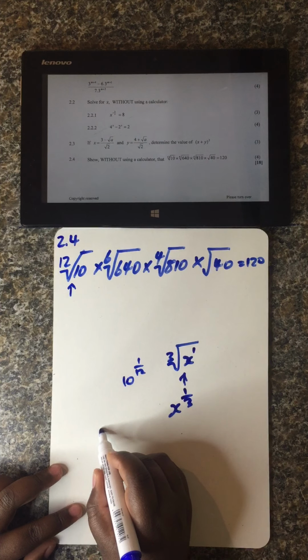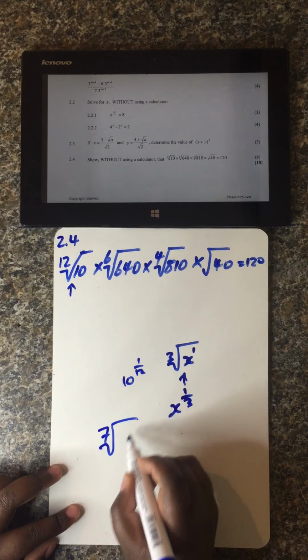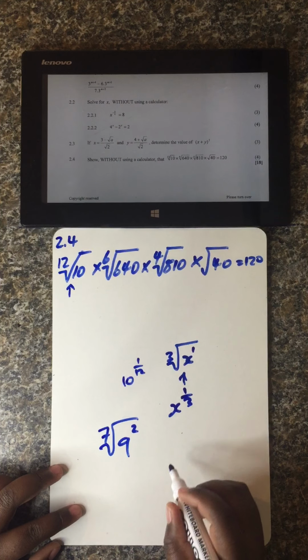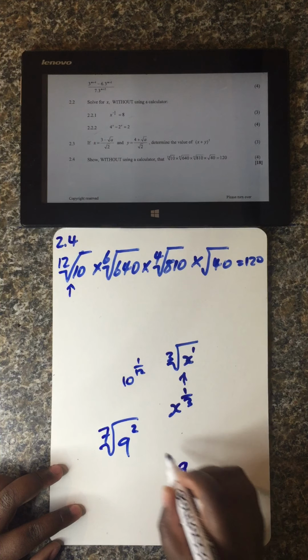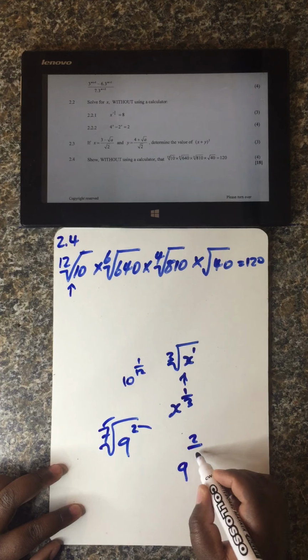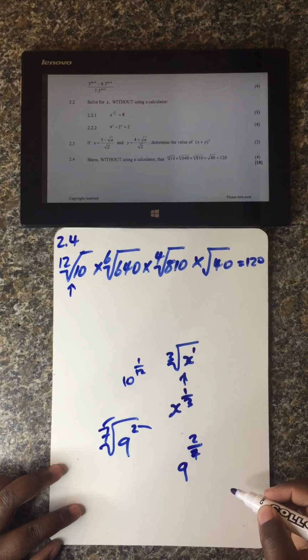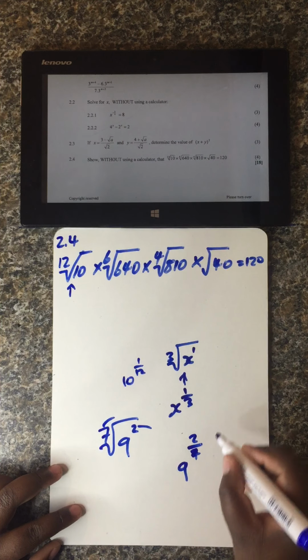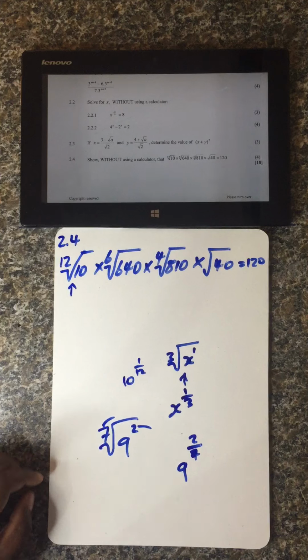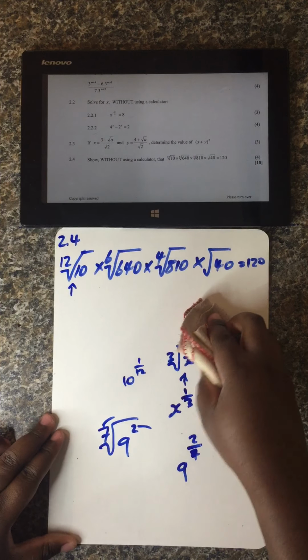Okay, so ladies and gentlemen, if we've got 7 square root of 9 to the exponent 2, guys, this is 9, and this is that 2 which is there over that 7 there. Very, very much important, ladies and gentlemen. So I'm going to teach you something of which I assume you were not aware of. Let me make sure that it's clear.